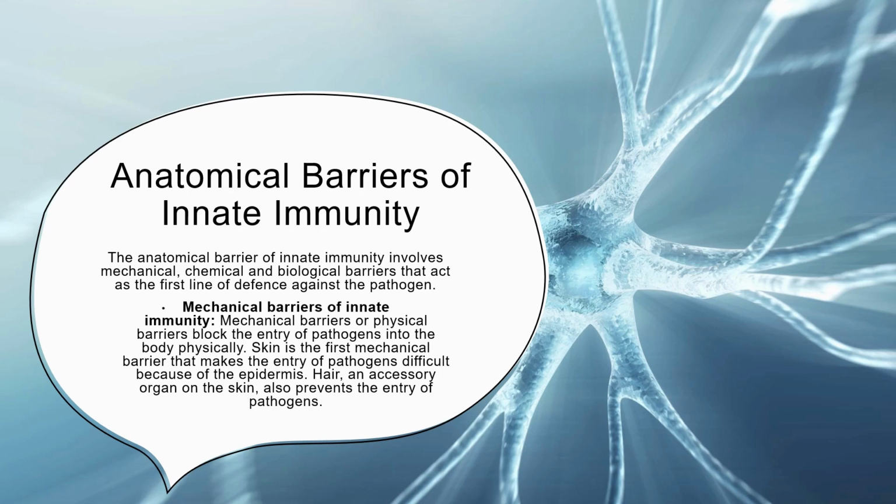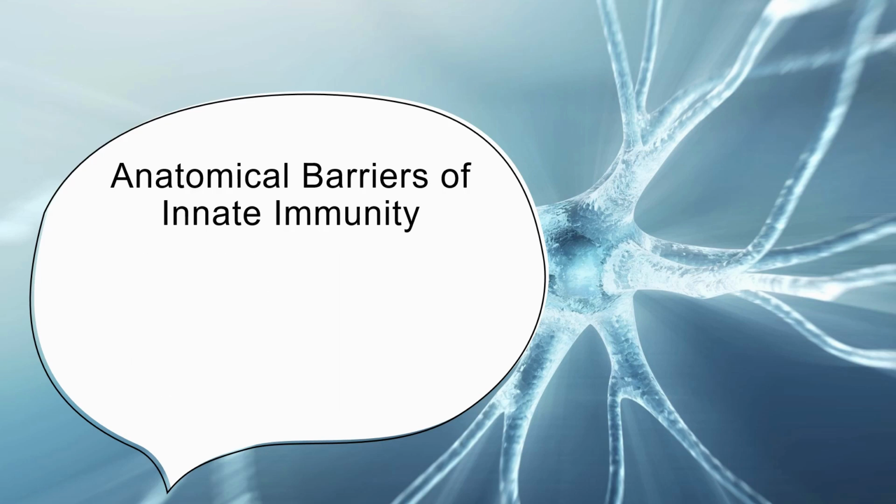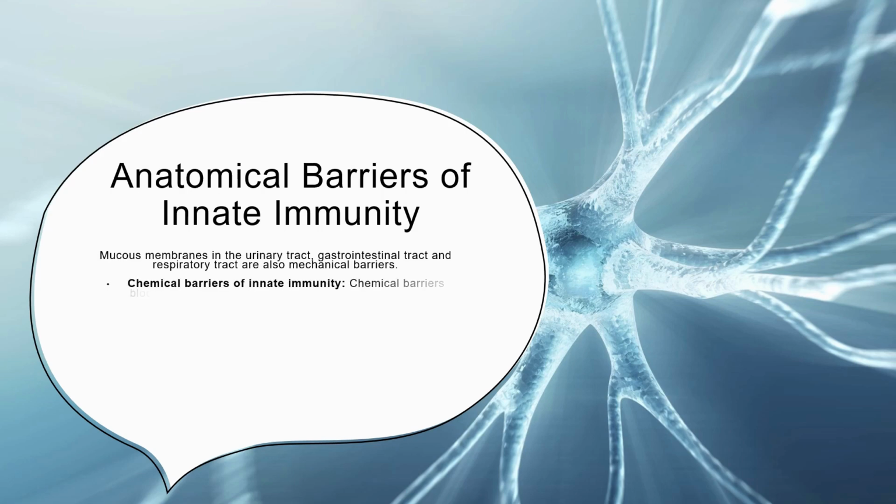Skin is the first mechanical barrier that makes the entry of pathogens difficult because of the epidermis. Hair, an accessory organ on the skin, also prevents the entry of pathogens. Mucous membranes in the urinary tract, gastrointestinal tract and respiratory tract are also mechanical barriers.